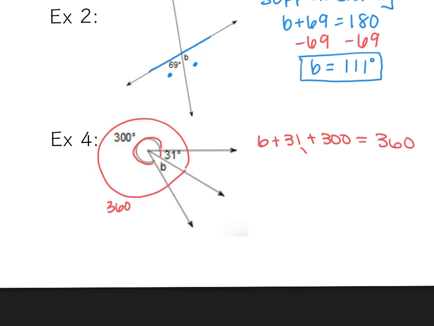So if I add 300 and 31, I get 331. Oh, that should be addition. And then I subtract 331 from both sides. B would equal 29 degrees.